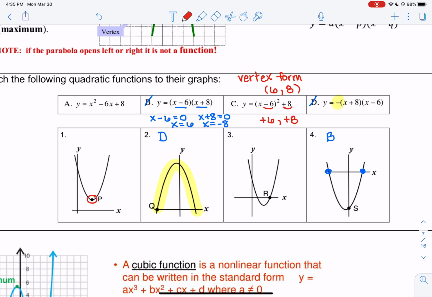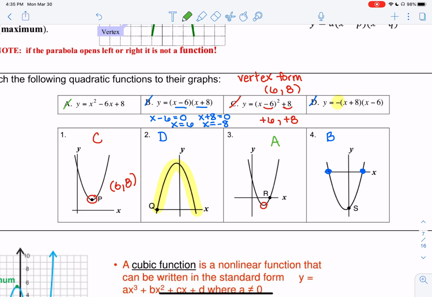But let me just double check where 3 hits. The vertex on 3 actually would be a negative y value, so that one would not work. So the only way I could have a vertex of (6, 8) is with question 1. So I'm going to go ahead and label that C, take that off my options, and then guess what? That means number 3 has to match up with letter A.